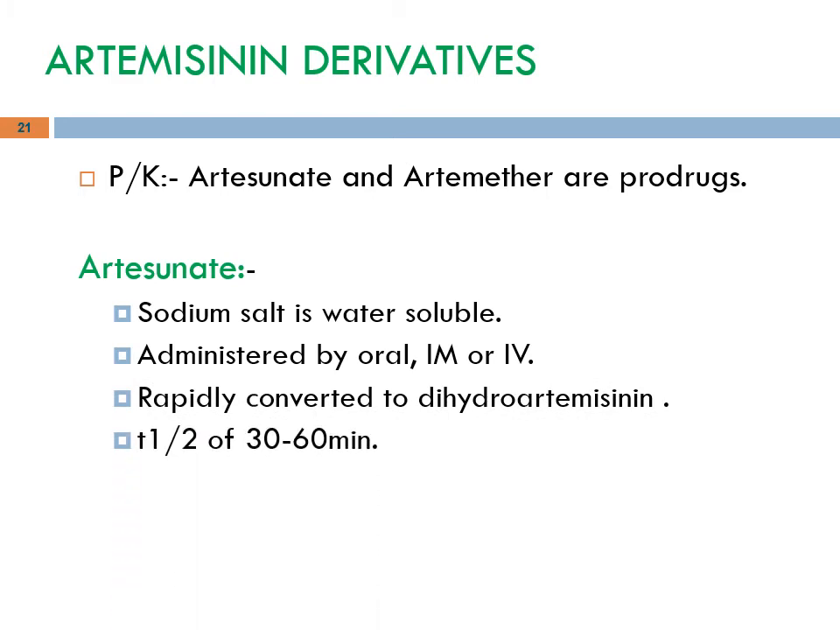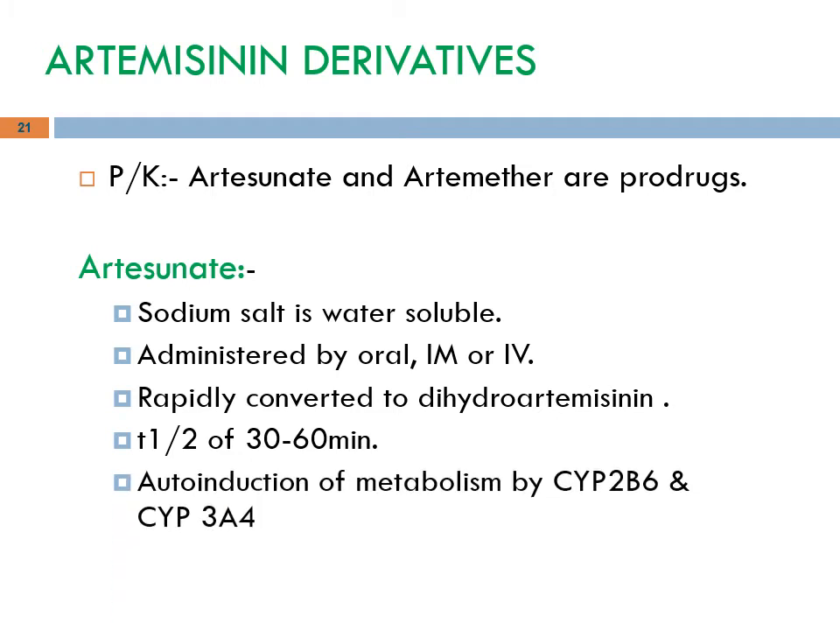So the T-half of the drug artesunate is about 30 to 60 minutes, but its active metabolite dihydroartemisinin acts for 1 to 2 hours. There is autoinduction of its metabolism by cytochrome 2B6 and cytochrome 3A4, and artesunate is used with other drugs as a part of artemisinin based combination therapy.